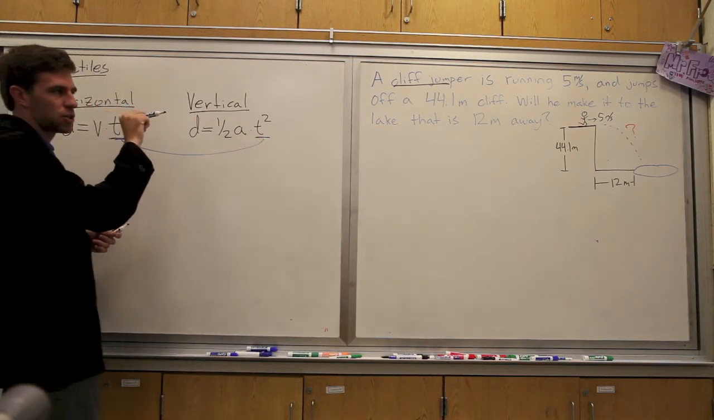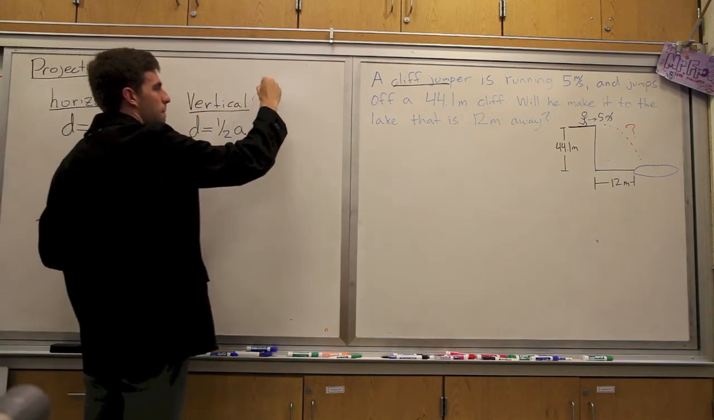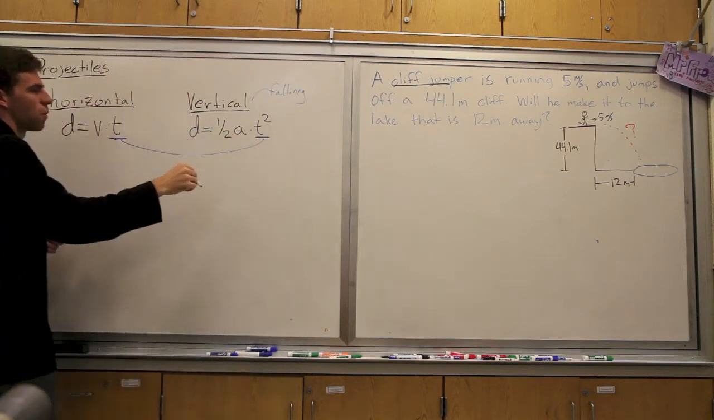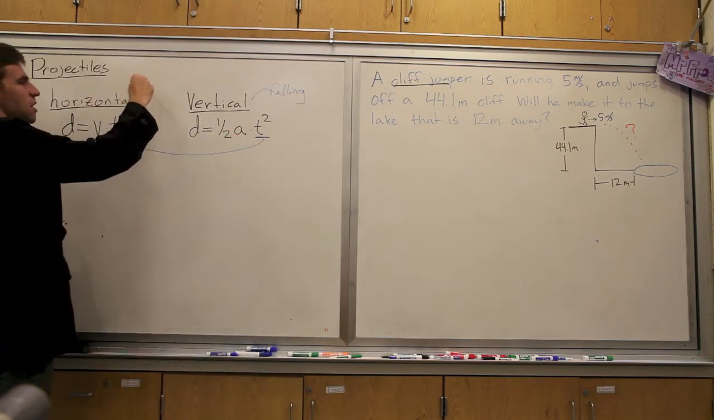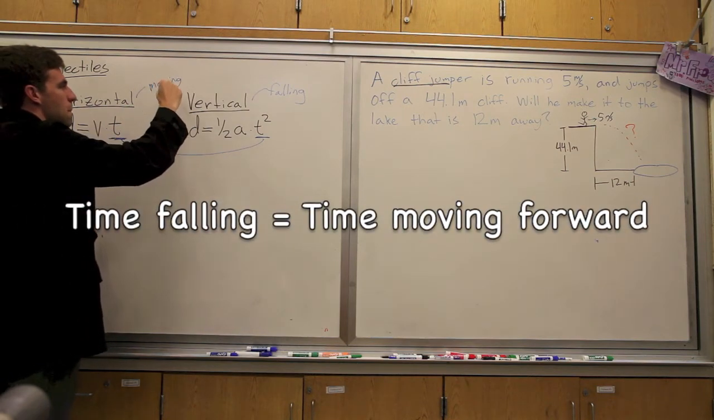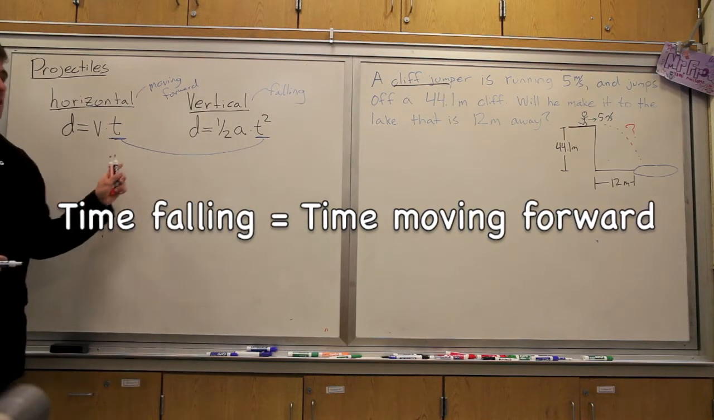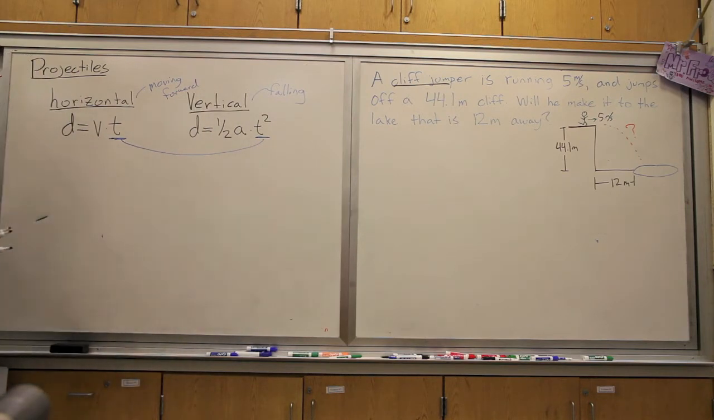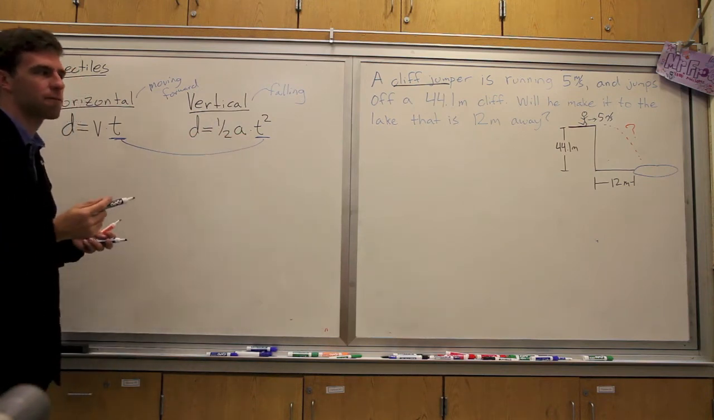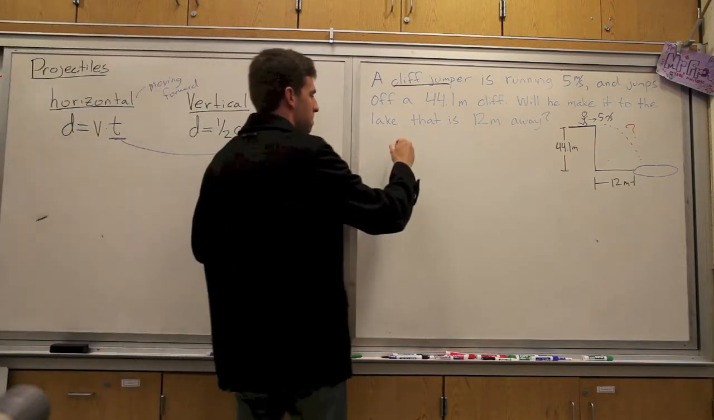Whenever the cliff jumper jumps off the cliff, the amount of time he's falling for is the amount of time that he's moving forward for. Those are the same. So, if you were to apply that to this question, for example, we would want to start with finding the amount of time he would fall off a 44.1 meter cliff. So let's start with that.